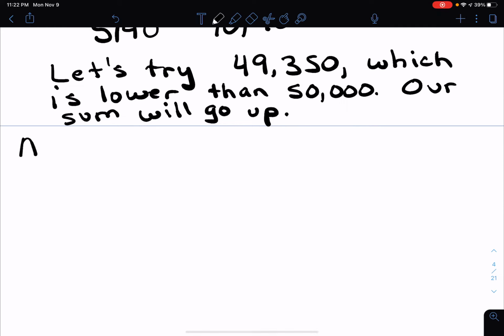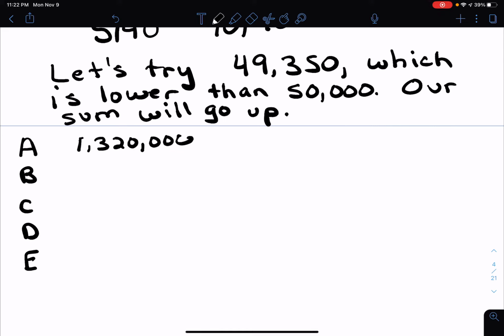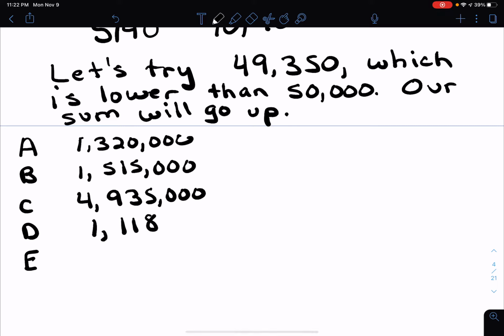Okay, so let's rewrite our states and their populations. So we've got the 1,320,000 for state A. We have 1,515,000 for state B. We have 4,935,000 for state C. We have 1,118,000 for state D. And we have 1,112,000 for state E. Okay, so we're using a different divisor here. So we're going to get modified quotas.